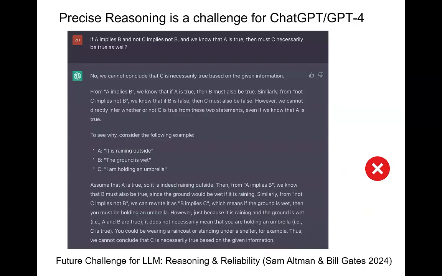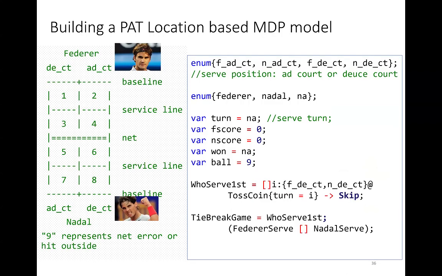But okay, ChatGPT couldn't help, right, on how to beat Federer against Nadal. So what are we going to do? We're going to use the probability model checker we built for the previous puzzle, the Monty Hall problem. We're going to build a system between two players like Roger Federer and Nadal.